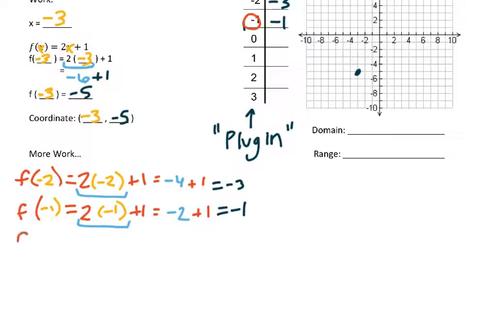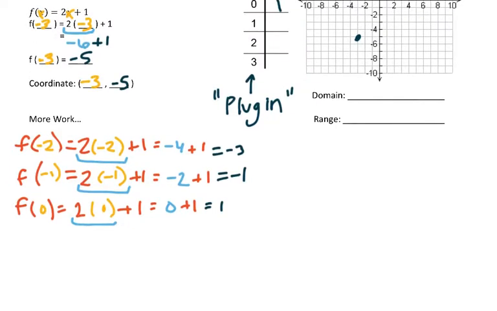Then we go ahead and plug in a 0, which is the next number, which means we'll be doing 2 times 0 instead of negative 1 or negative 2. Add a 1 to that, and we get our result of 2 times 0, which is 0, and 0 plus 1, which leaves us with a 1. So again, we're just plugging in for every x, whatever this x in the column is.